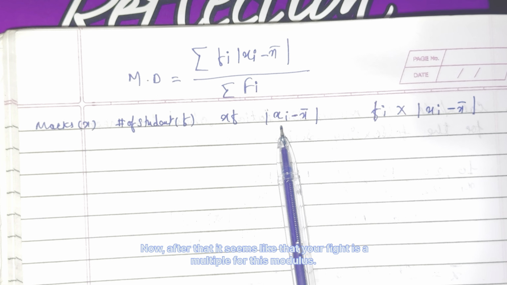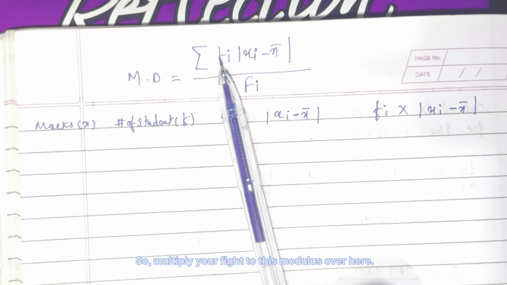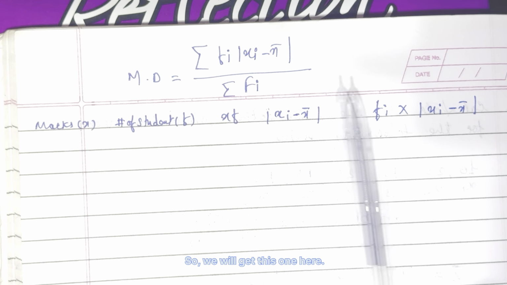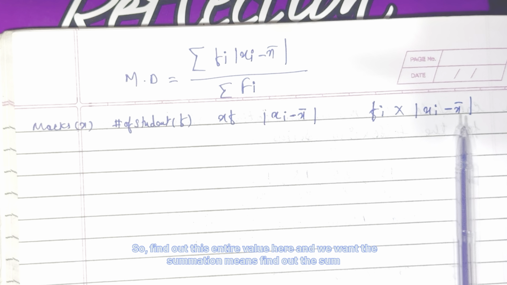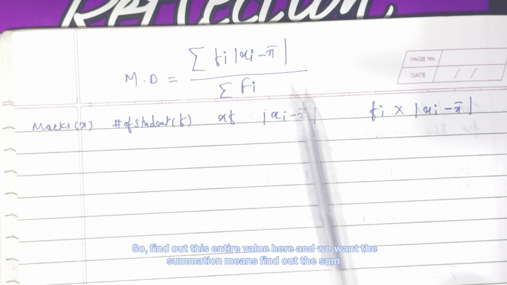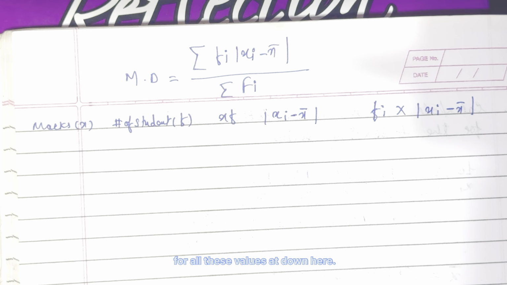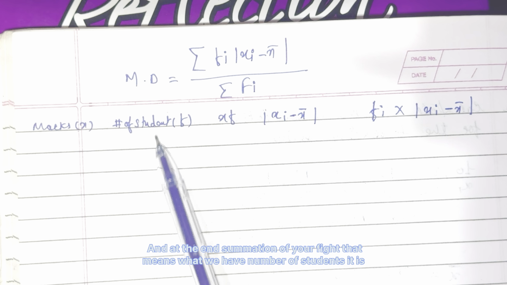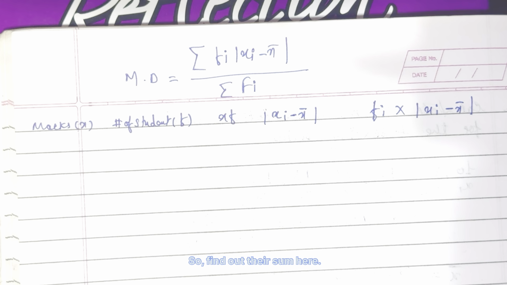Now after that, fi is a multiple for this modulus. So multiply fi to this modulus over here, so we'll get this one here: fi into xi minus x bar. Find out this entire value here, and we want the summation, meaning find the sum of all these values down here. And at the end, summation of fi, that means the number of students, it is f. All are the frequencies over here, so find their sum here. It is way easier.